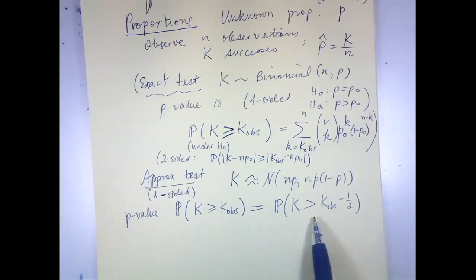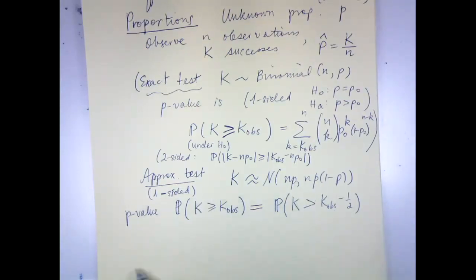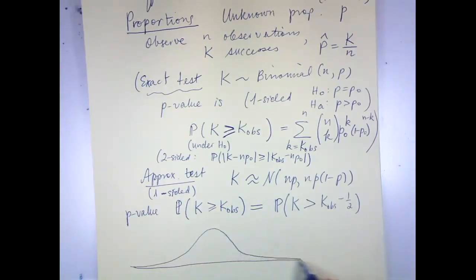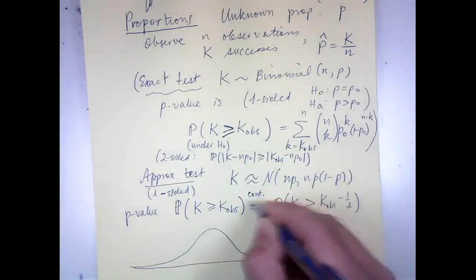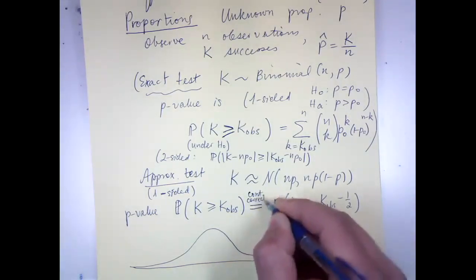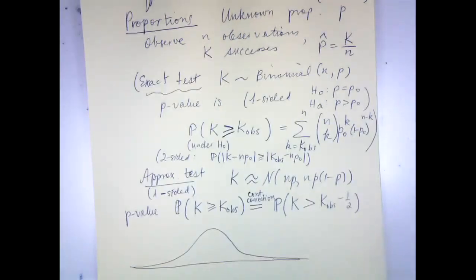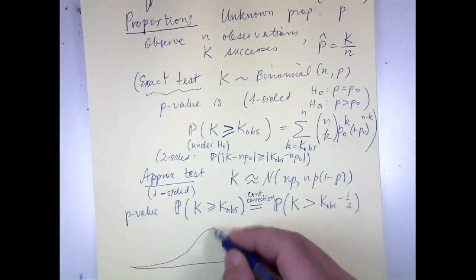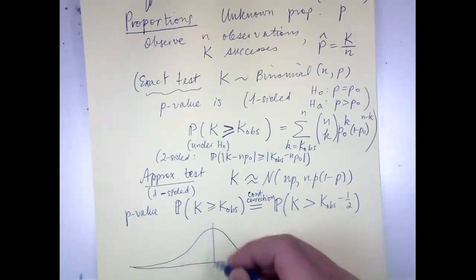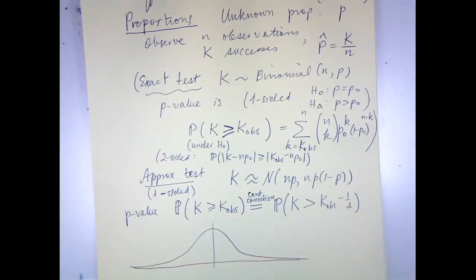Now, why would you do that? It tends to give you a slightly better approximation. Since it's approximate after all, it's not always better, but it tends to be better. So this is called the continuity correction. That's a very standard name for it in the context of normal approximation to binomial, also normal approximation to Poisson.